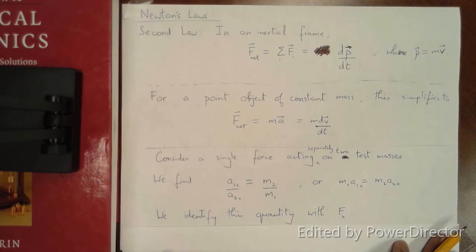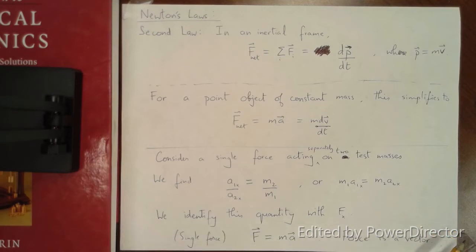Furthermore, since acceleration is a vector, we expect that force itself will be a vector. And so we can quantify the force exerted in an interaction by mass times the acceleration vector. And this gives us the force vector for that single force. However, this does not end our story of the second law.